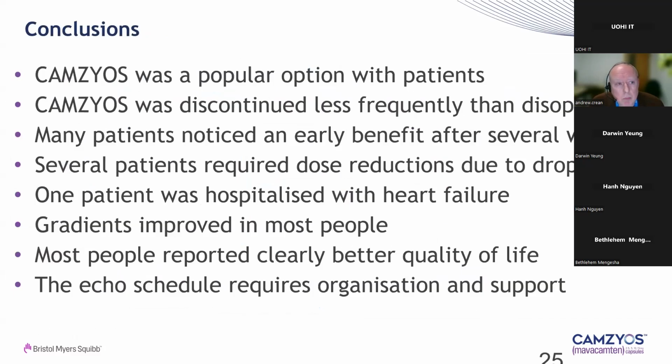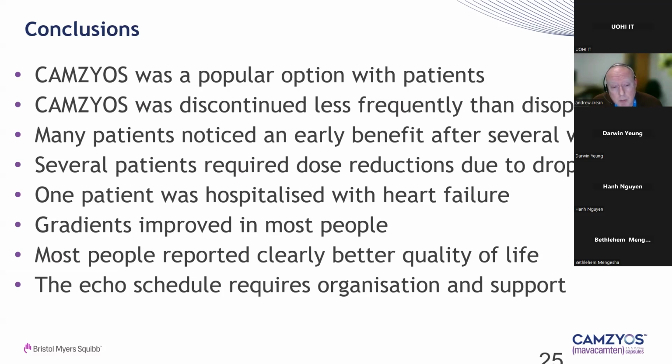So I just conclude by saying that it was my finding that mavacamten was popular with patients, generally speaking, and certainly was discontinued less frequently than disopyramide in my practice. Many patients noticed an early benefit within a week or two. There were a few patients who had to have dose reductions due to a drop in EF. One patient was hospitalized, as we said. The gradients improved in most people, but much more importantly, the vast majority of people reported a clearly better quality of life than they had had before.